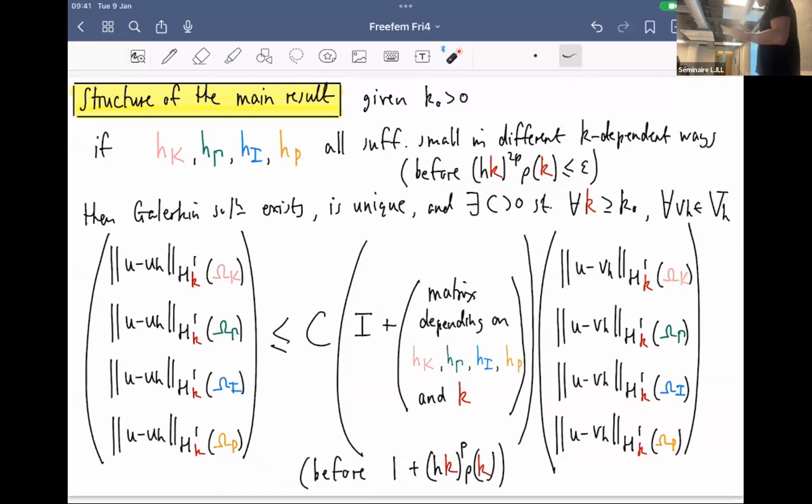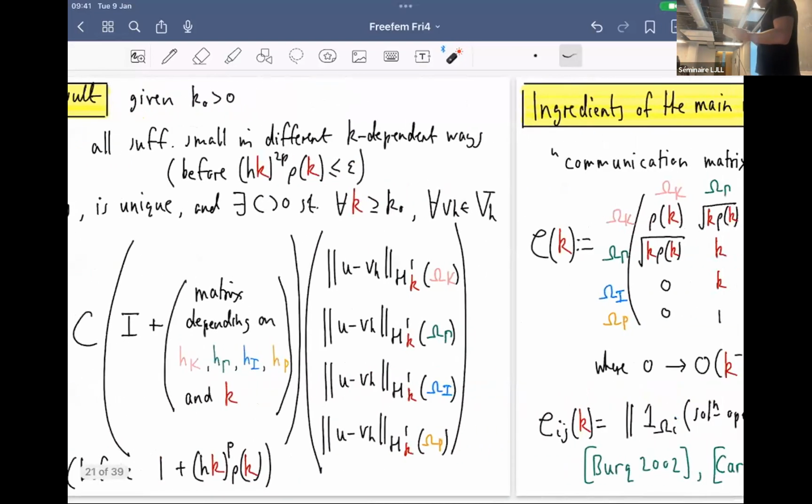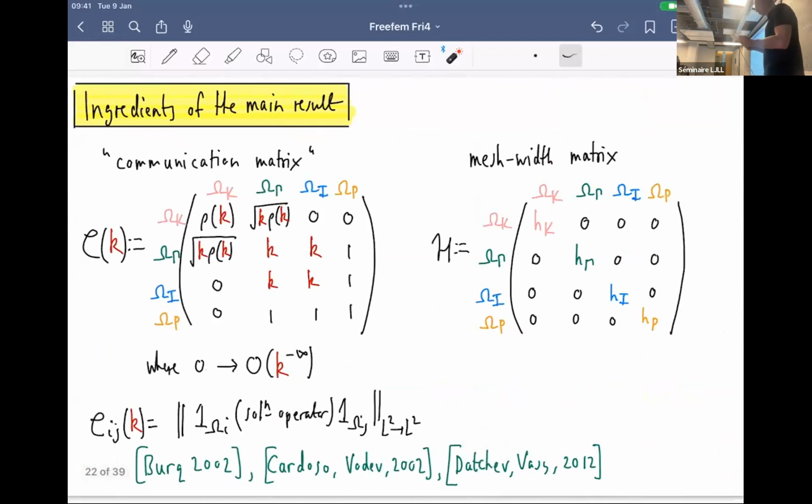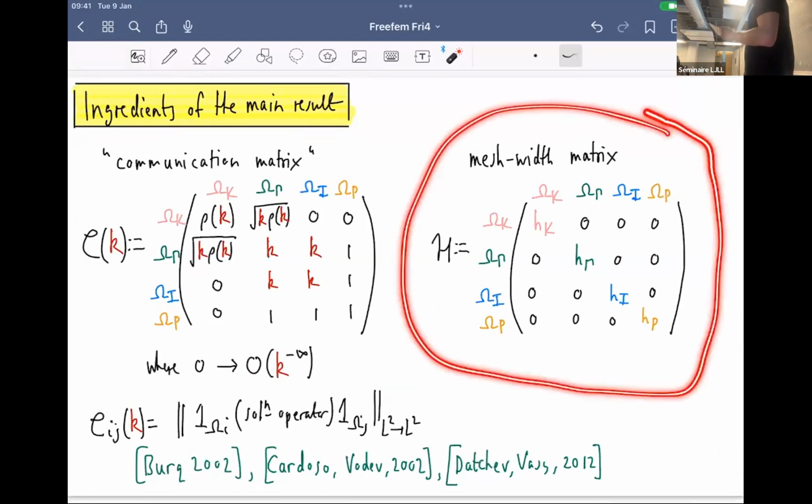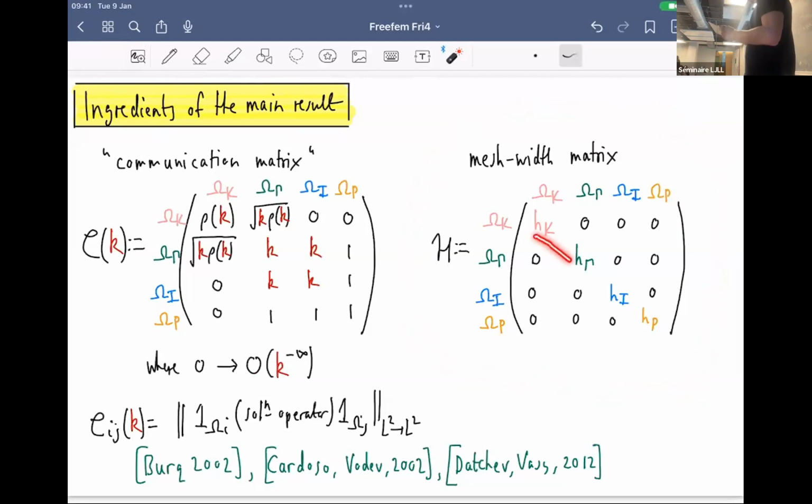I wanted to highlight the structure before we get into the more technical stuff. There are two ingredients in the main result. Let's start on the right because this is a bit easier. There's the mesh width matrix. This is just a matrix where the diagonal entries are these four different mesh widths, and it's 0 elsewhere.